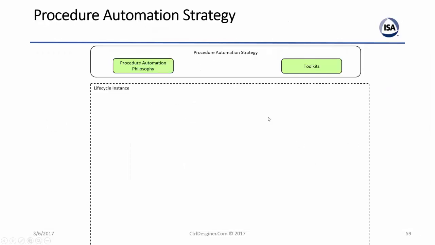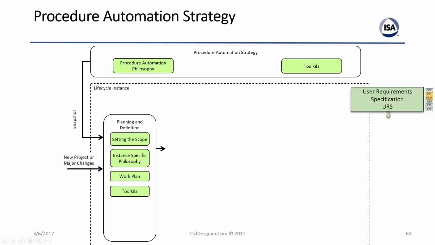Therefore, if we go next, it assumes that you have a philosophy of procedural automation and you have toolkits to develop them. The first thing you want to do is to set the scope, specify the philosophy, the instant philosophy, which might be different from this one, and define the work plan and toolkit. In other words, in the GAMP environment, this is how we define the user requirement specification, which we refer to as a URS. And it looks at the plant and plant area environment here.